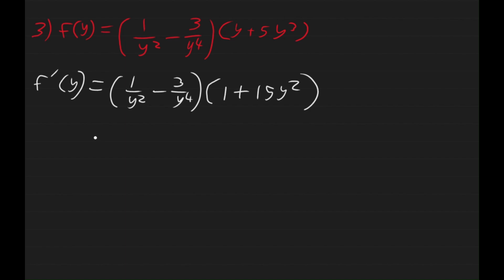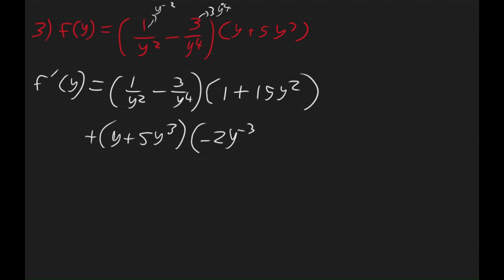Okay, this plus the second function multiplied by the derivative of the first. So 1 over y power 2 is just y power negative 2, right? And 3 over y power 4 is just y power negative 4, sorry. Don't forget there's a negative sign here, okay? Let's differentiate this. It's going to be negative 2 y power negative 3. Oh, minus, minus. So it's going to be plus 4 times 3, which is 12, y power negative 5.